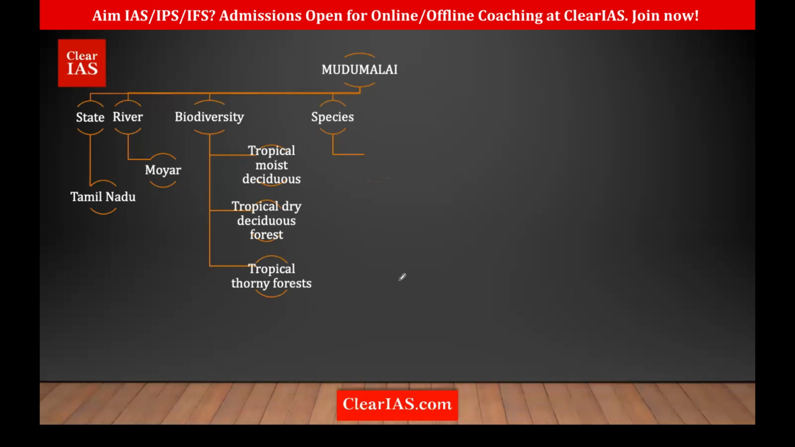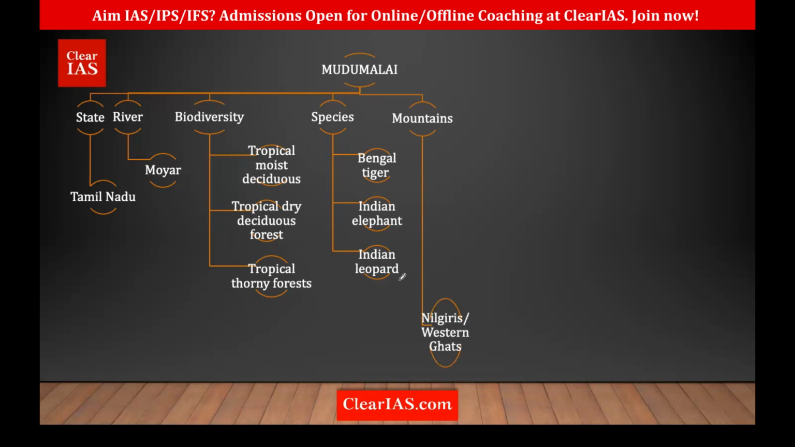Okay. So what species are predominantly found here? Yes, we have tiger, we have elephants, and leopard. Okay. So if you're coming to the south or central, we have more of leopard species. Okay. And it is part of which mountains? Yes, the Nilgiris or the Western Ghats. Mudumalai is part of the Nilgiri Biosphere Reserve as well as the Western Ghats.